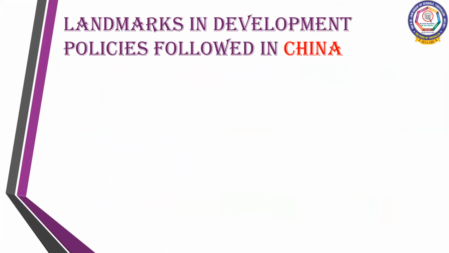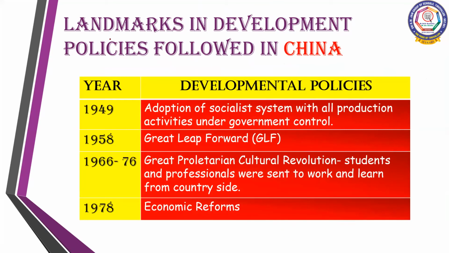Let us now know the landmarks in development policies followed in China. The Communist China, or the People's Republic of China, was established in 1949. They adopted socialist system with all production activities under government control. All the enterprises owned by individuals were brought under the government control. All economic decisions were taken by the government.